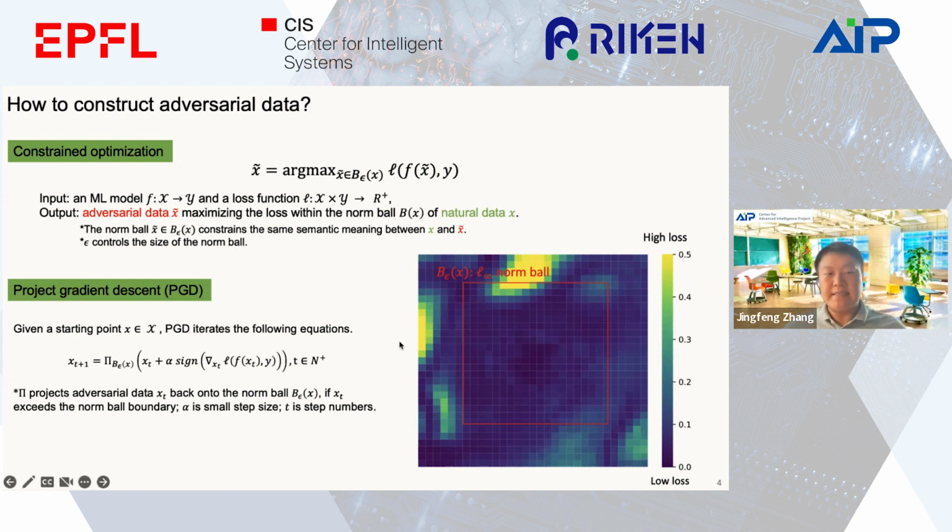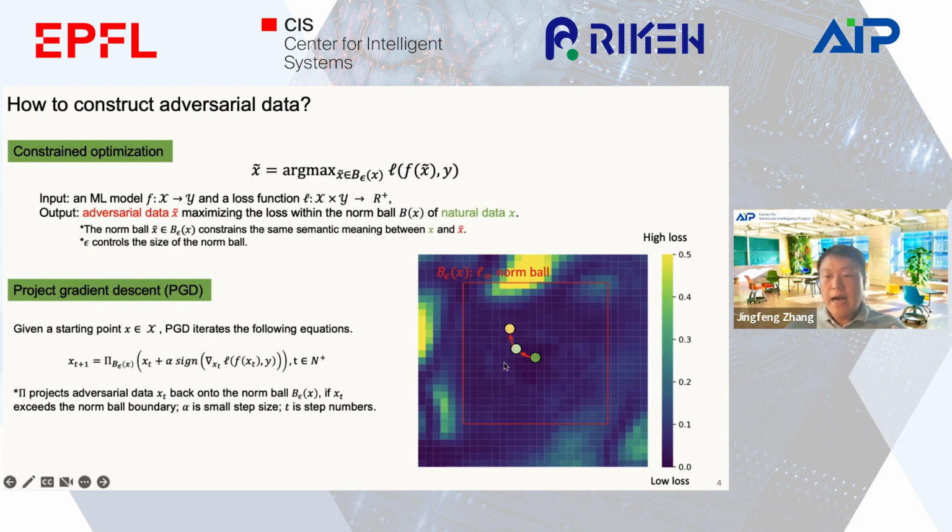Project gradient descent, PGD, approximately solves this constraint optimization problem. Given a starting point, PGD calculates the gradients of this loss function with respect to the input. Gradient is a direction pointing to a place with a slightly larger loss. Now, we get a new point whose loss is slightly larger than the natural data.